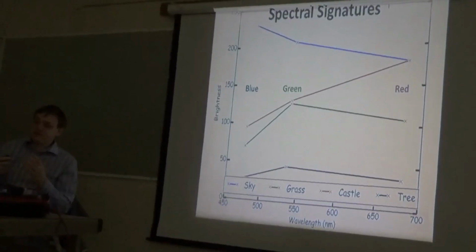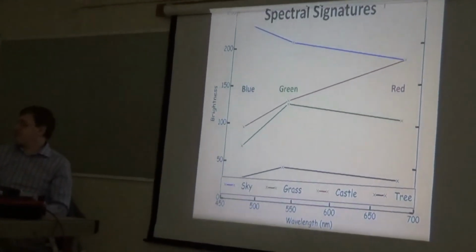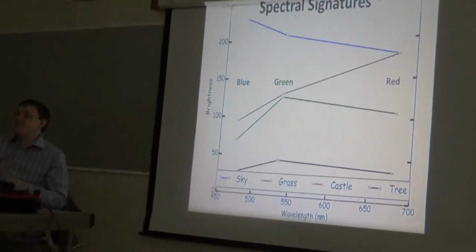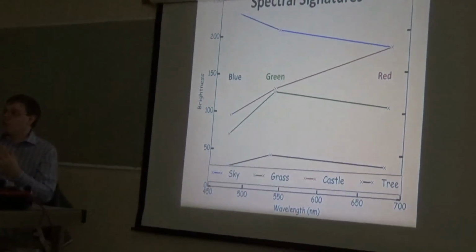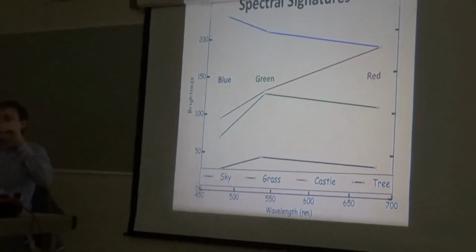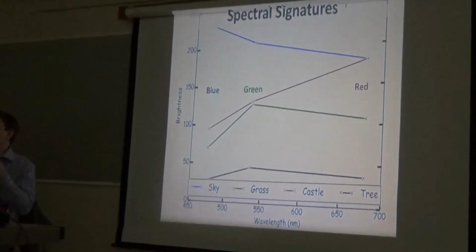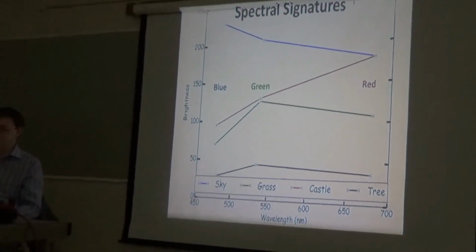And these graph patterns are what we call spectral signatures. So this is a kind of signature of a particular thing in the image. All the sky will have a particular sort of pattern on this graph. All the grass will have a particular sort of pattern on the graph.